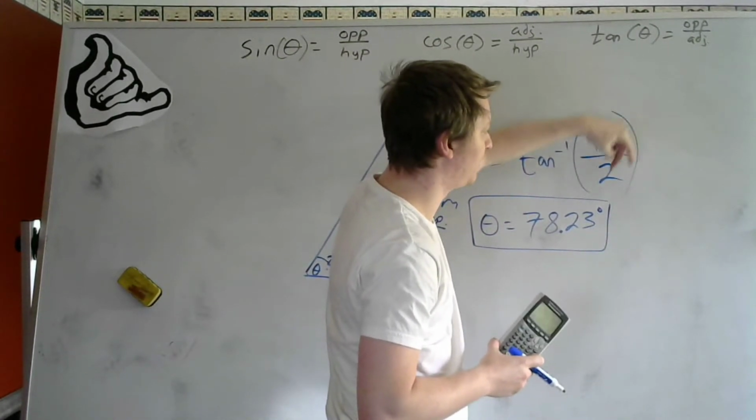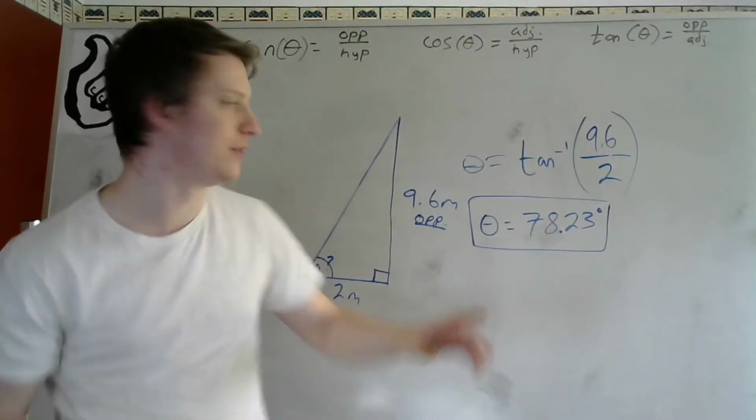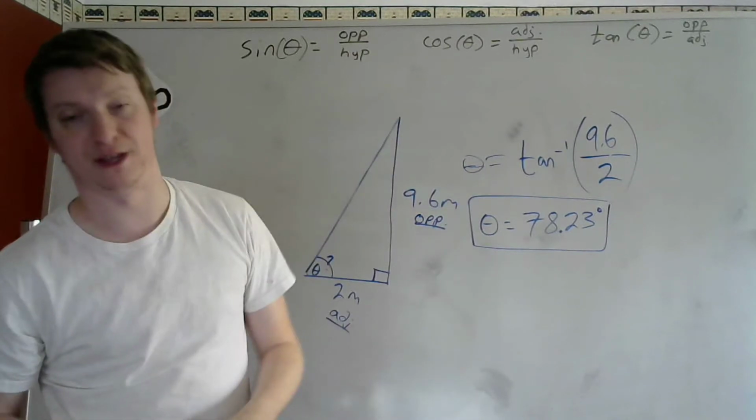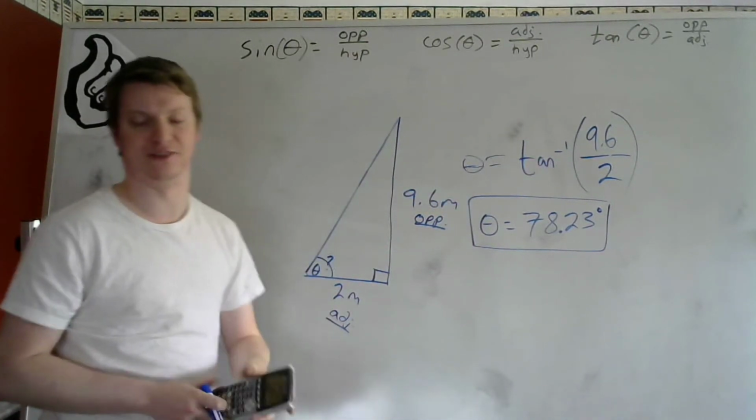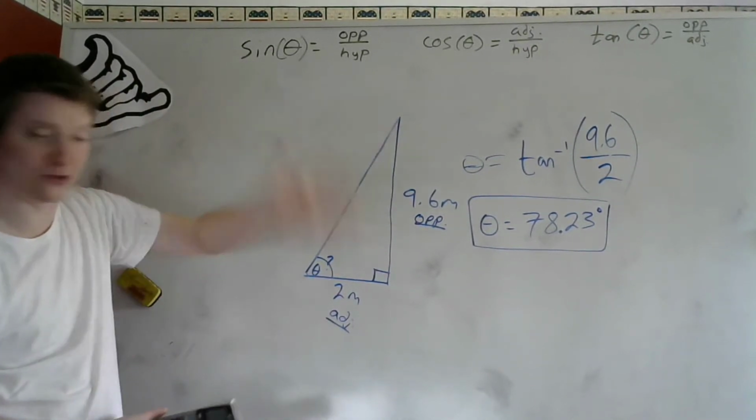9.6 divided by 2, close parentheses. Otherwise, your calculator is just going to see you want the tangent inverse of 9.6, and then whatever you got, you want to divide that by 2. We don't want that. We want the ratio to be the thing in the tangent inverse, along with all the other inverses as well. So make sure you close those parentheses.